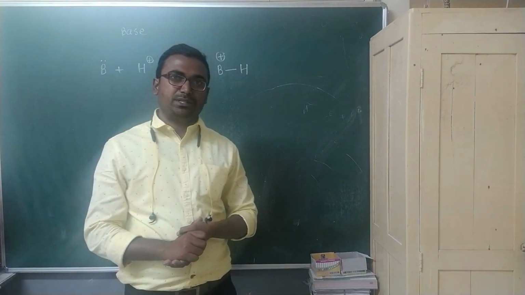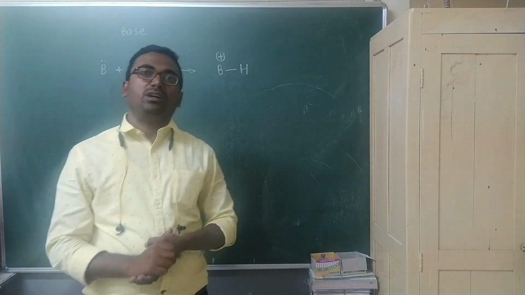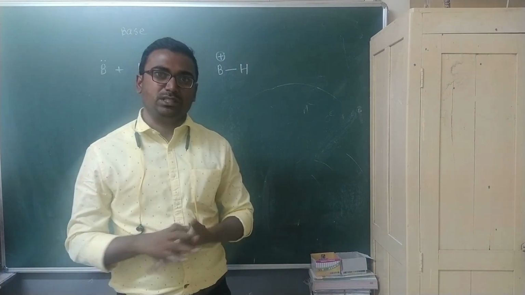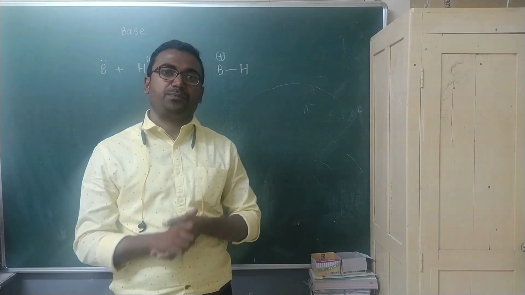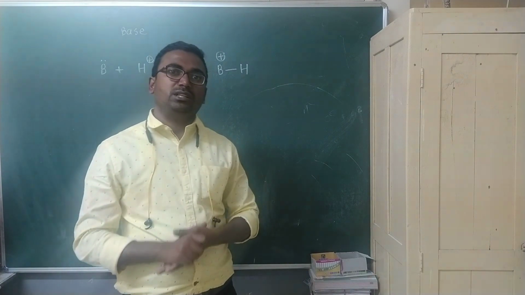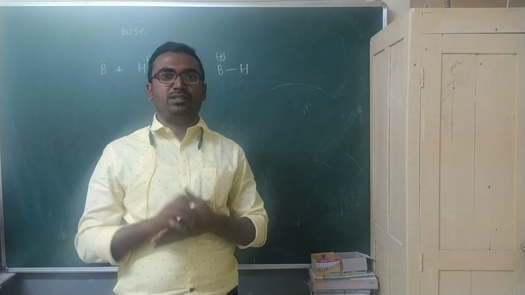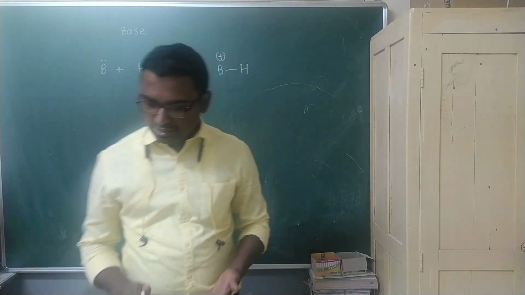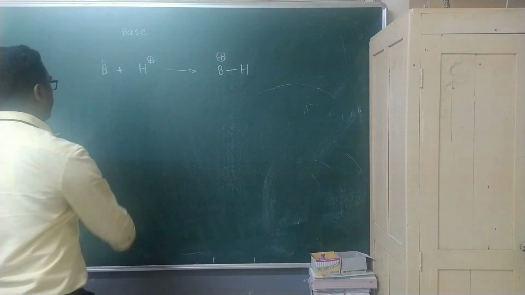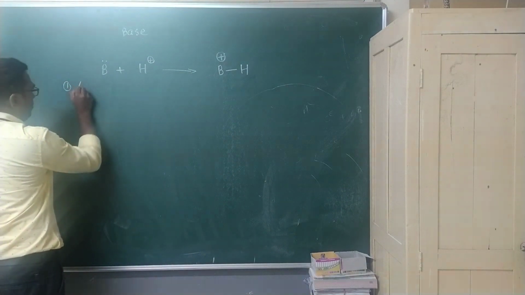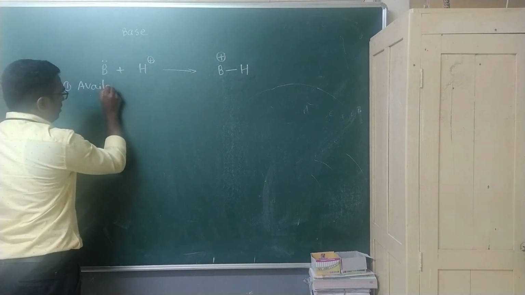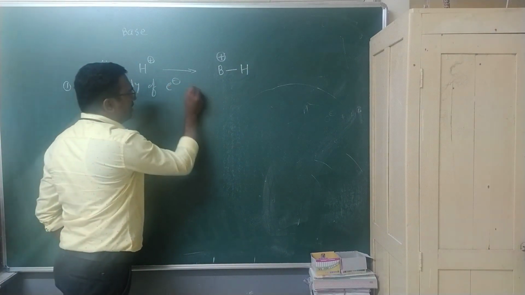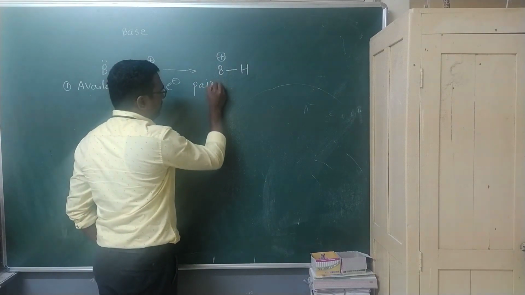But what happens? Sometimes different groups get attached to the organic base, and its strength will get changed. So we will see which different factors generally affect the strength of a base. First of all, we will see the availability of the electron pair.